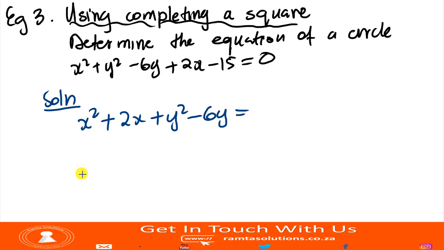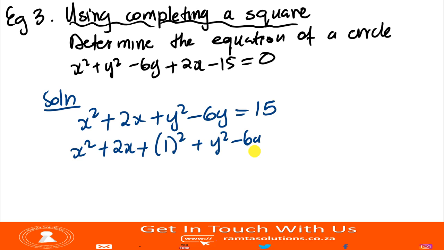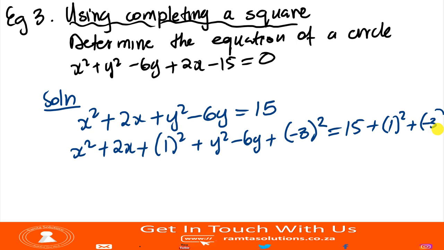The constant, I prefer to take to the other side. It's easier that way. Since it's negative, it will be positive. Now let's complete the square. It'll be x squared plus 2x plus half the coefficient of x, which is positive 1, plus y squared minus 6y plus half the coefficient of y, which is minus 3, all squared, equals 15 plus 1 squared plus negative 3 squared.